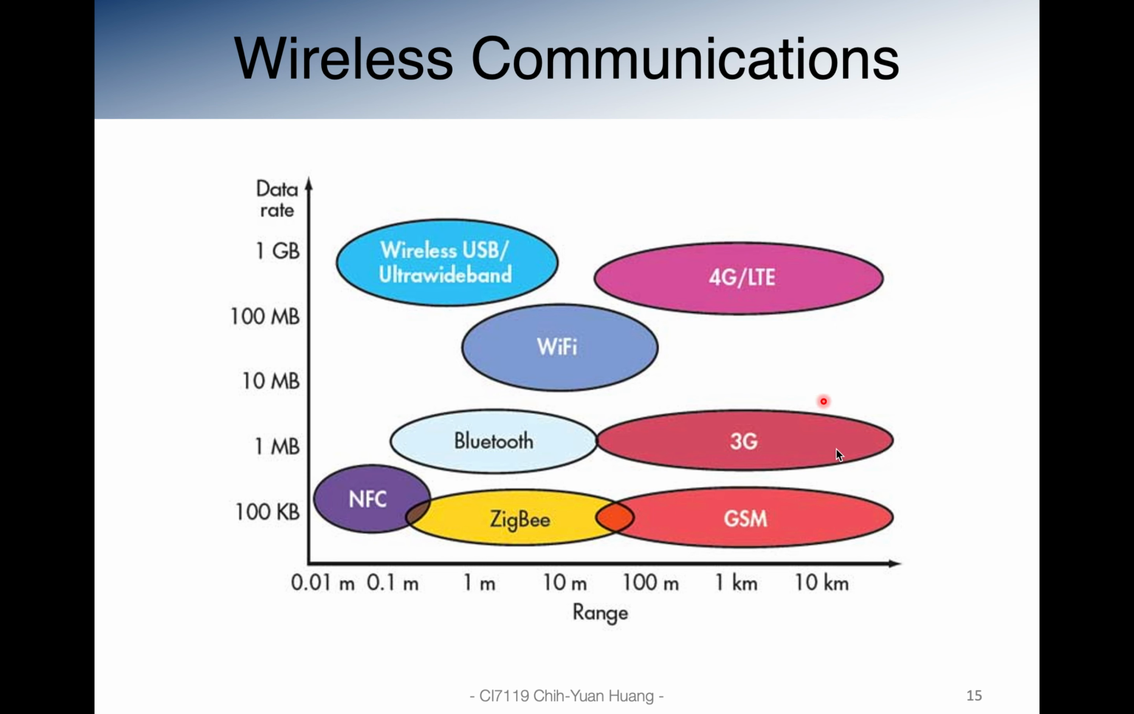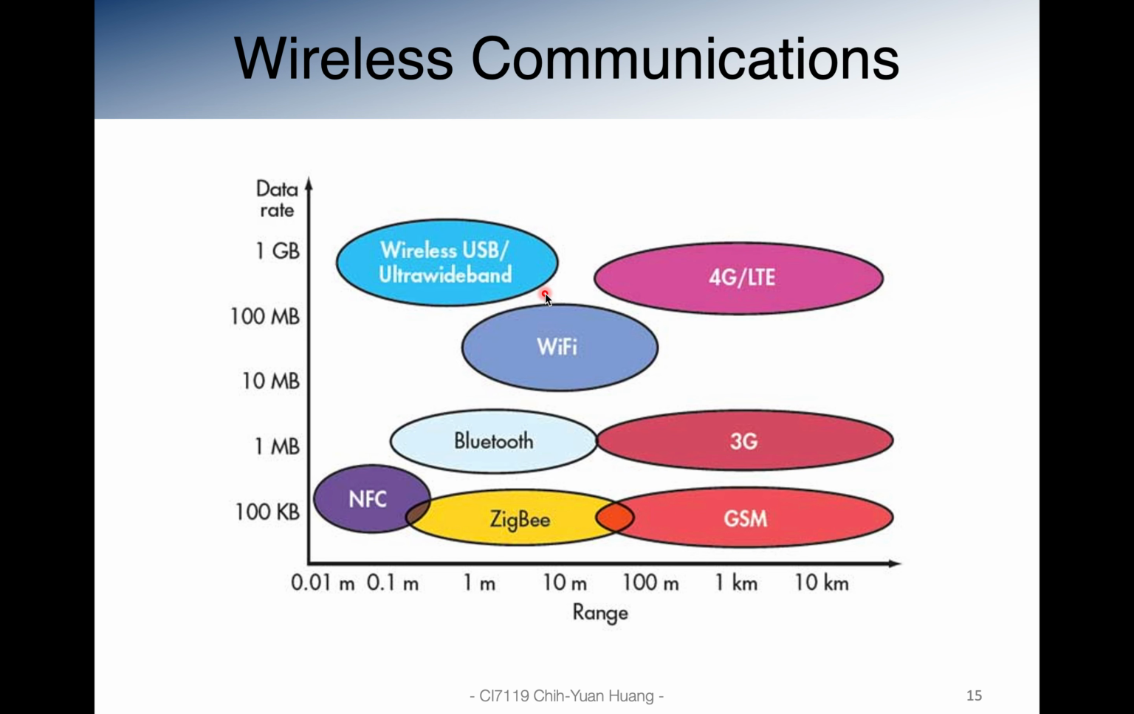This is one of the common wireless communication technologies for smartphones nowadays. The older generation, 3G, is over here, and its data rate is much slower than 4G LTE. And even older, GSM is over here. Their coverage is very similar, but the data rate is the main difference.